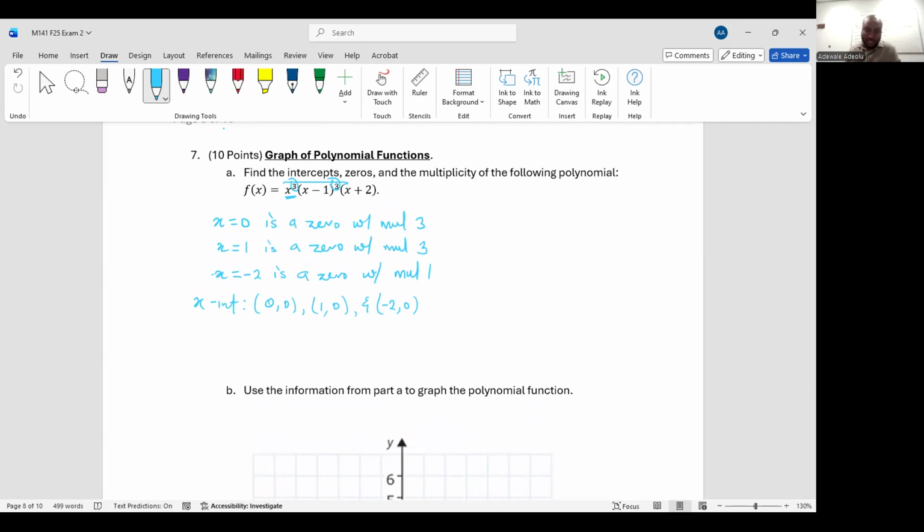What about y-intercepts? We know that we need to find that when x is 0. That implies go back to your formula and plug in 0. If you plug in 0 there, y will be 0. So that is the y-intercept. Let us see if we've answered everything. We find all the intercepts, we find the zeros, we find the multiplicity. So we are done with that part.